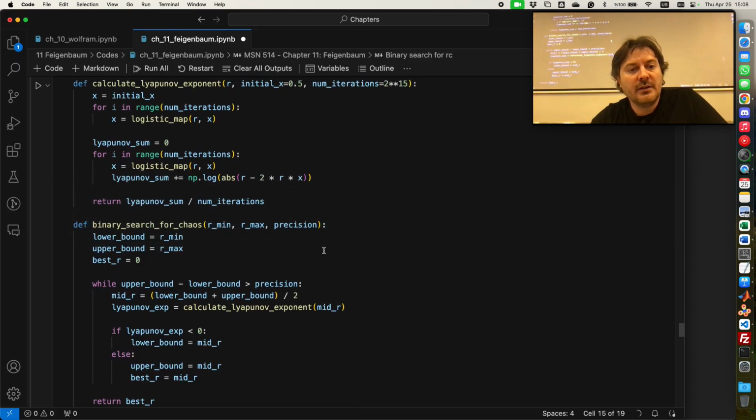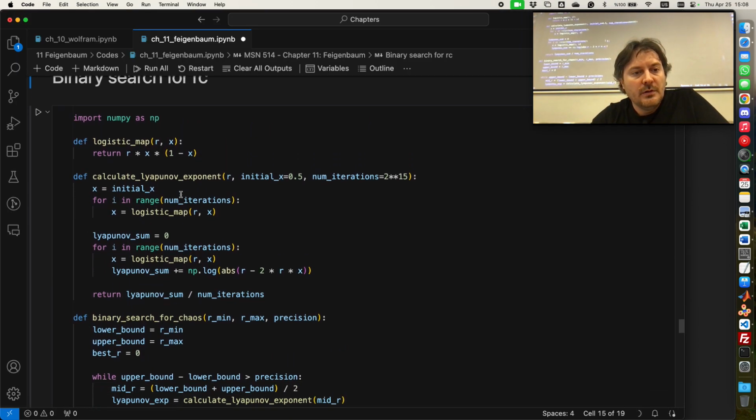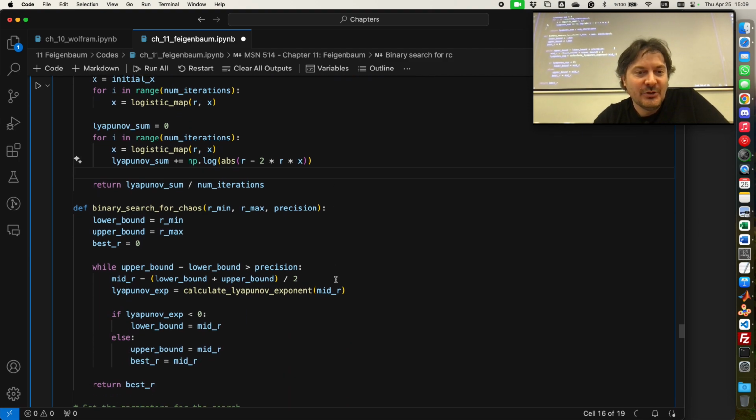So we can analyze this code. This part is calculating the Lyapunov exponent. How does it do it? It first iterates for 2 to the power of 15 steps. Then it starts calculating the Lyapunov sum, which is the logarithm of the derivative of the logistic function. Listen carefully, you will do this for the sine map, okay? Or you won't.